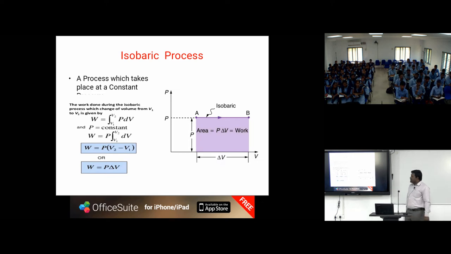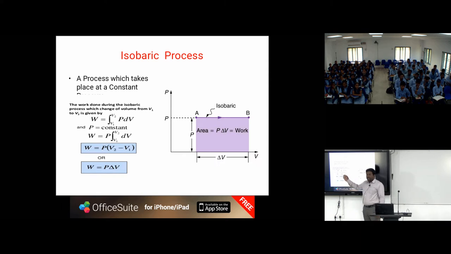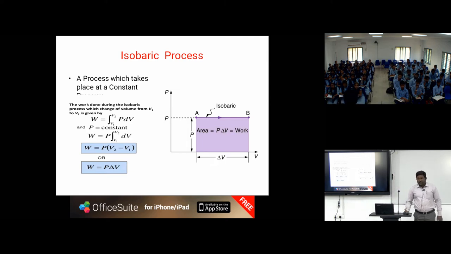Next one is the isobaric process. Isobaric means constant pressure; bar is another unit for pressure. A process in which pressure remains constant is an isobaric process. Pressure remains constant, and the integral of dV from V1 to V2 is V2 minus V1. Therefore, the amount of work done is equal to P into (V2 minus V1). Therefore, the first law of thermodynamics can be written as dU is equal to Q minus P into (V2 minus V1).